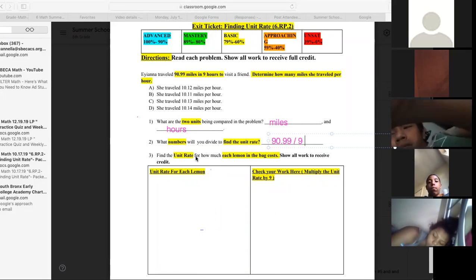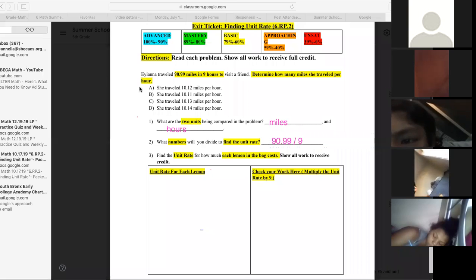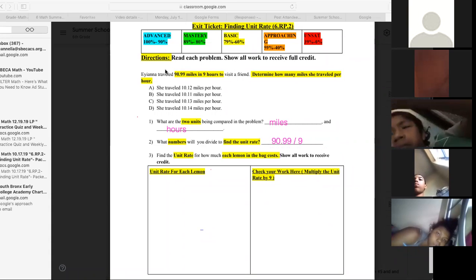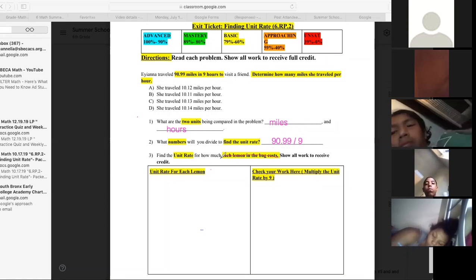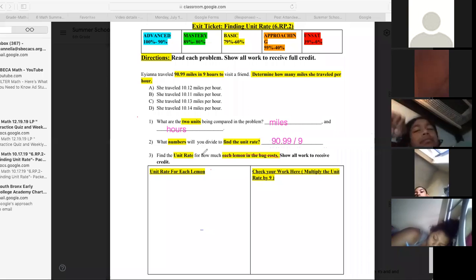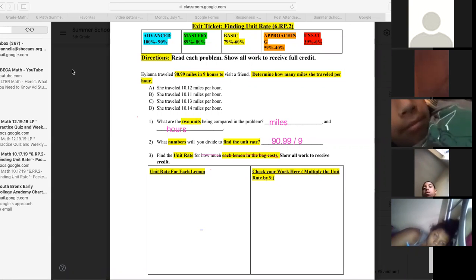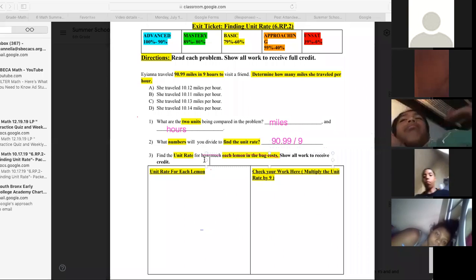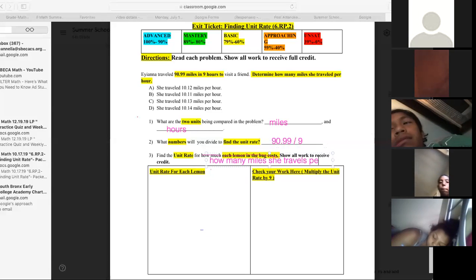Now, it says determine the unit rate for each lemon. That's wrong. It should not say that. We're gonna cross this off, and I'm gonna tell you the correction. I don't know why I put that there. It should say determine how many miles per hour she travels. Write this down: how many miles she travels per hour.